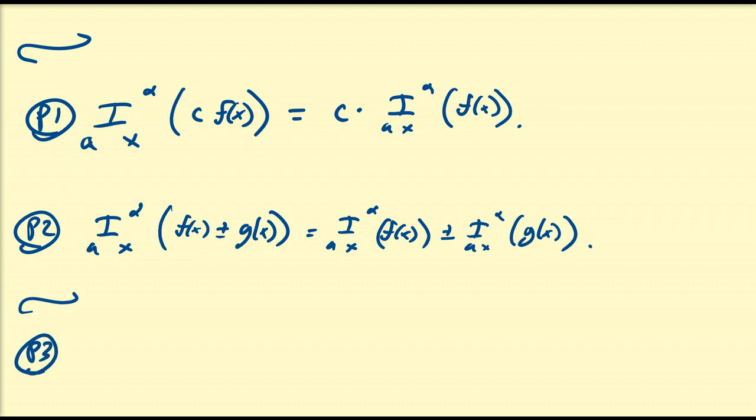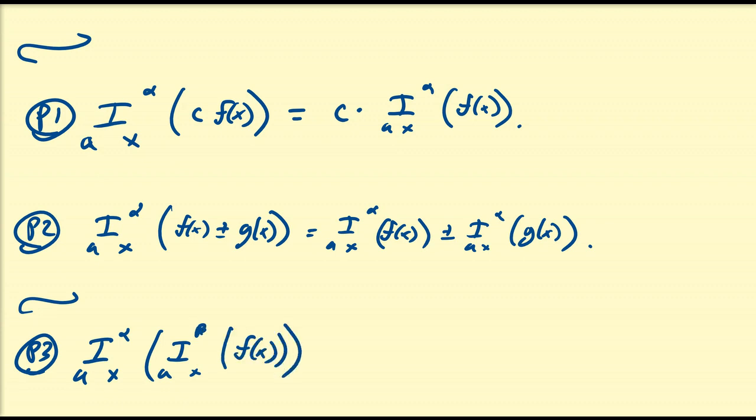The third property is a little bit more interesting and extremely useful, and that's the composition property. So the fractional integral from a to x of order alpha of the fractional integral from a to x of order beta of some function of x can actually be interchanged. So you can write this as alpha beta or beta alpha, and this is actually just equal to the fractional integral from a to x of order alpha plus beta of the function.